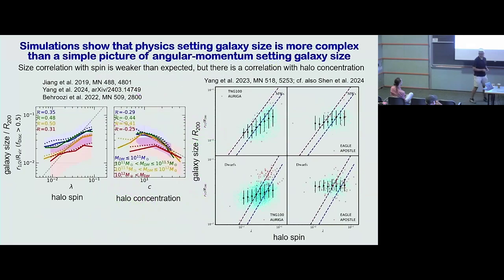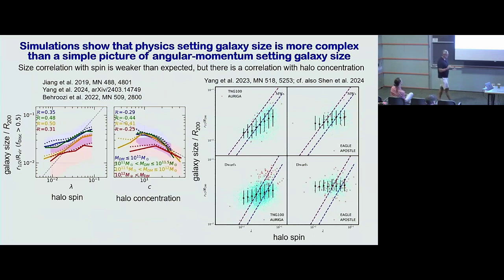Okay. So there are complications. There are also studies that show that this simple picture has problems because it expects that galaxy size is proportional to the spin parameter, and if you actually try to check whether this is true in simulations of galaxy formation, you find that there is some correlation, but it's not as strong as expected. These lines are the linear relation. These points show what actually is measured, and it's considerably weaker, and has been seen in a number of different studies. Additional correlations were found with concentration, correlation with mass accretion rate, and so on.